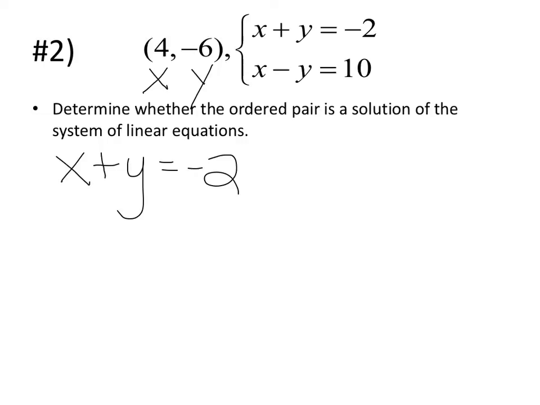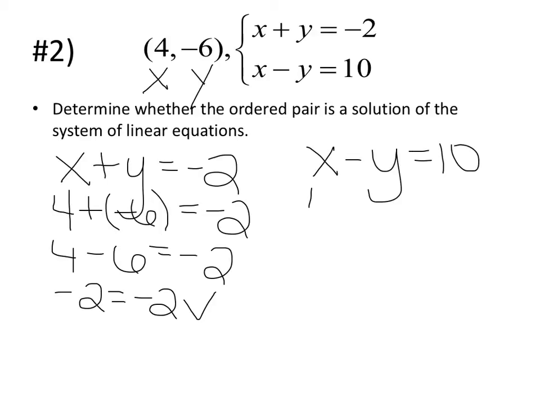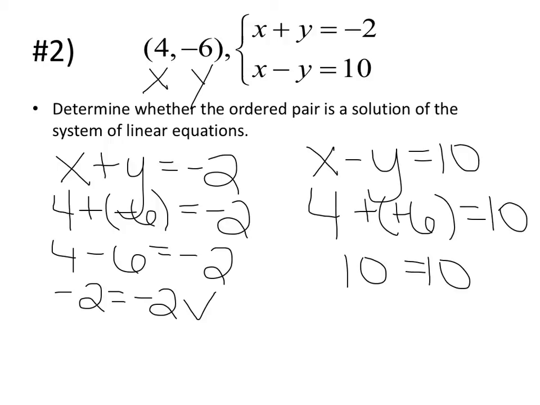Alright, so we're going to plug in 4 for x and negative 6 for y. Make sure you use your parentheses so you don't get confused if you have negative, negative. So you have 4 minus 6 is equal to negative 2. 4 minus 6 is negative 2. So this one works. And then you have x minus y is equal to 10. We're going to plug in 4 for x minus, and then make sure you use your parentheses because here you do have minus a negative, equals 10. Add a line, change the sign. 4 plus 6 is 10. So 10 equals 10. And this is also a solution.